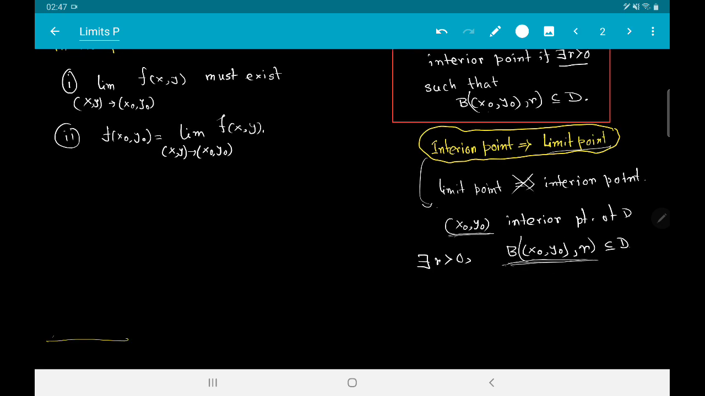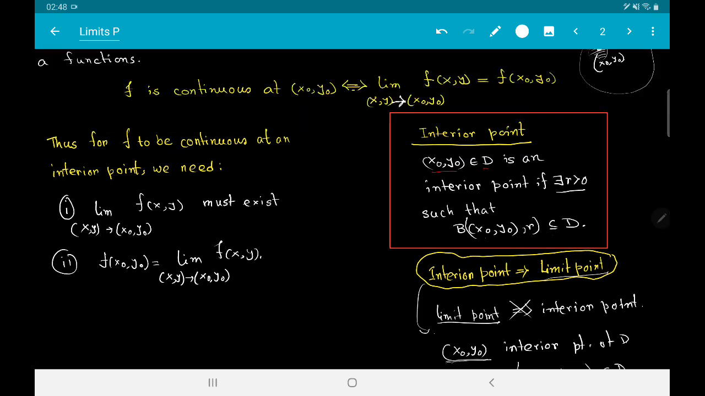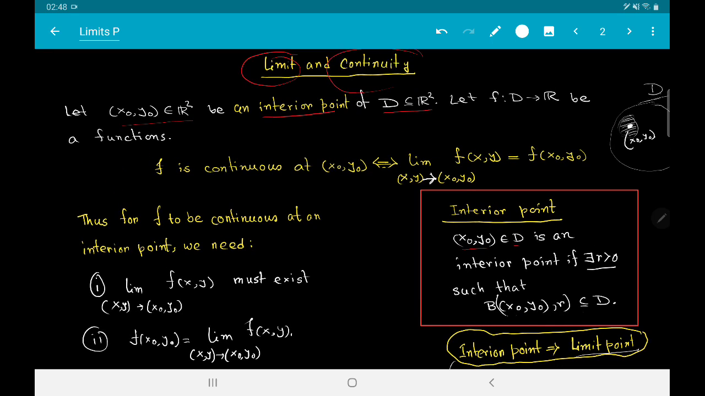So as we have seen before, a limit point may not be a point in the subset that we are considering, but an interior point is always contained inside the subset that we are talking about. Okay, so suppose we take (x0, y0) to be an interior point of D, and suppose that f is a function from D to R.